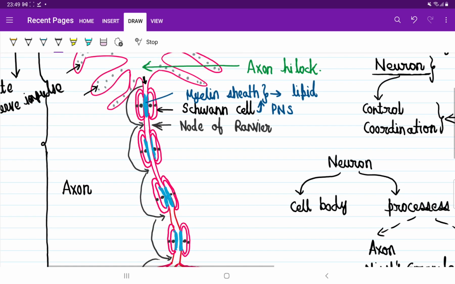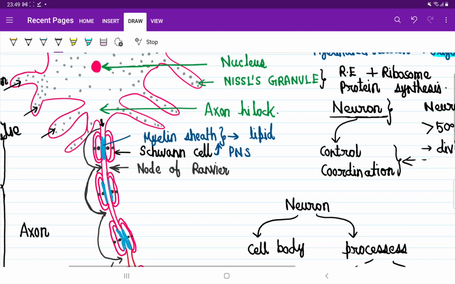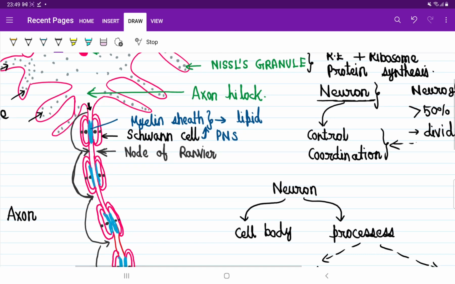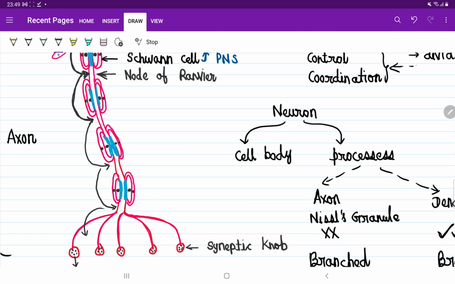How does a nerve impulse transmit in a myelinated neuron from one node of Ranvier to another node of Ranvier? One more thing we have to understand: if we have two neurons, one myelinated and another unmyelinated, then in the myelinated neuron the transmission of the nerve impulse is fast, because the nerve impulse moves from one node of Ranvier to another node of Ranvier directly.